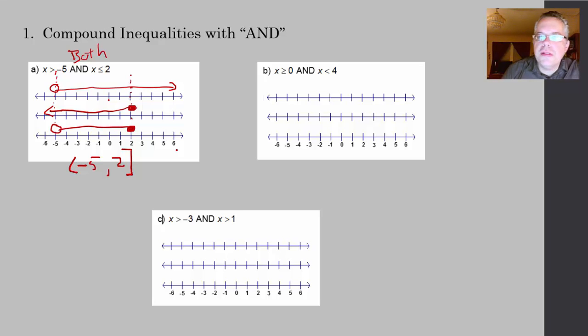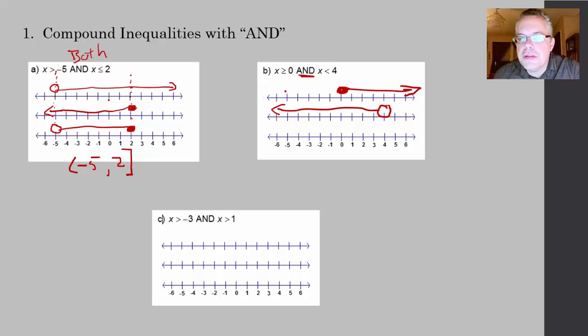Okay, let's go to the next example. Let's start by graphing the simple inequalities. So x greater than or equal to 0 is going to go that way, and x less than 4 is going to have a hollow dot at 4 and go to the left. And again, I'm looking at which values of x are on both. Okay, so I see that I start getting both at 0.